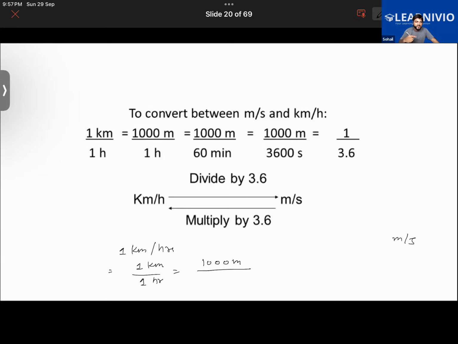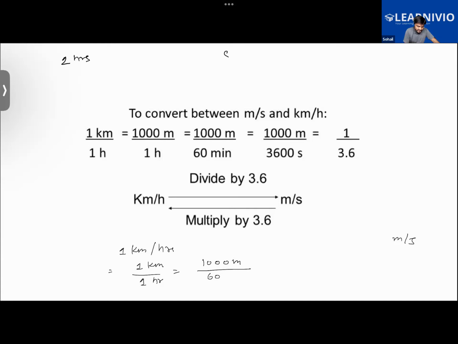Okay, convert hour into second. First, we have to convert it into minute. 1 hour has 60 minutes. And how many seconds are in 1 minute? 60 seconds. So 60 minutes will have 60 times 60 seconds. So 60 multiplied by 60 seconds. Getting it, everyone?